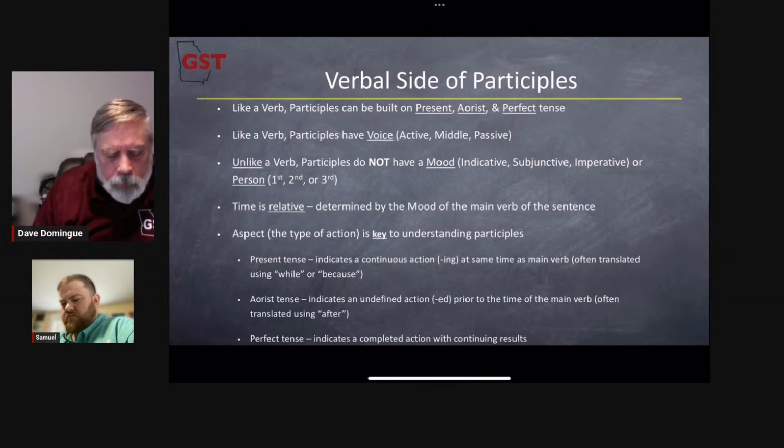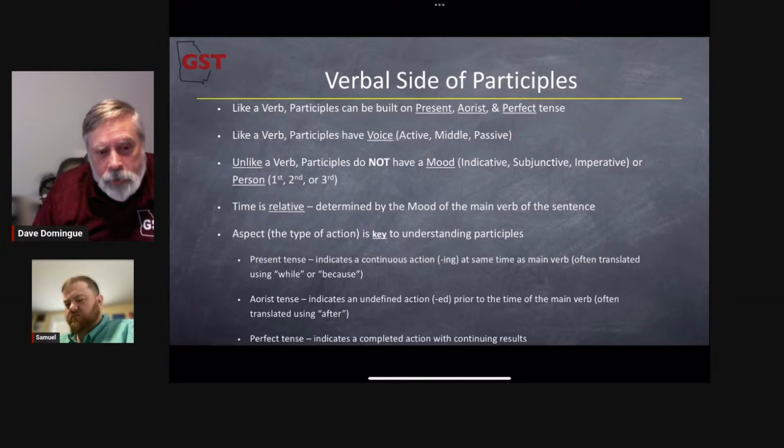The present, aorist, imperfect, future, and what other one? I think I just named it. Present, imperfect, aorist, perfect, and one other one. Not the past, not the present, but the future.